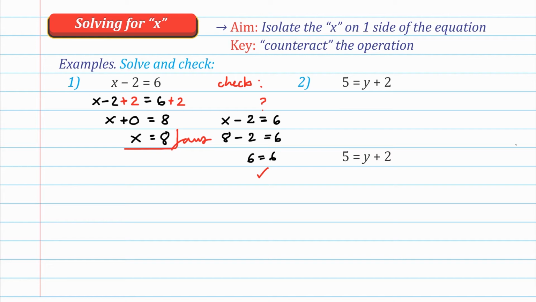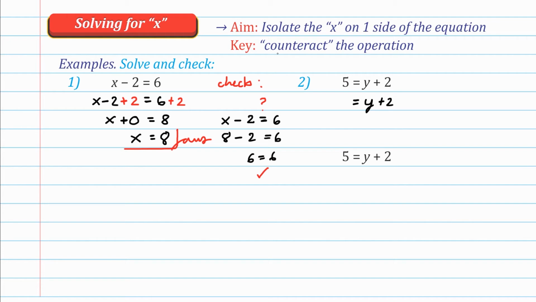Okay, let's answer number 2 this time. We're asked to solve for y given that 5 equals y plus 2. Now, just like what we did earlier sa number 1, we use the addition property of equations so that we can isolate y on the right side. And how do you do that? Let me copy first y plus 2.